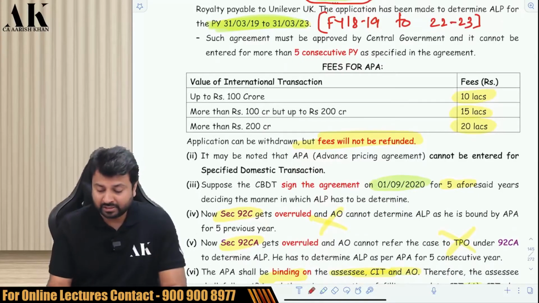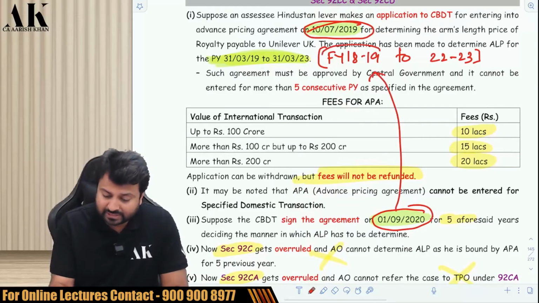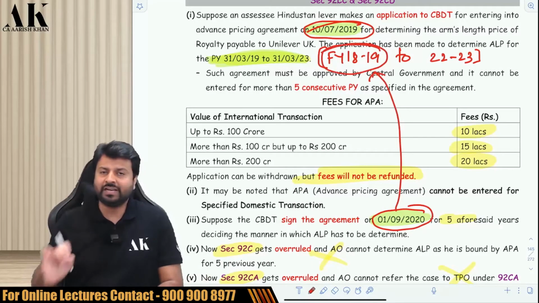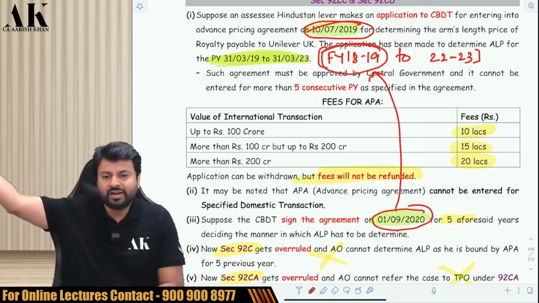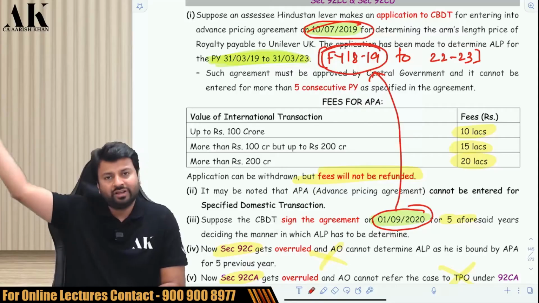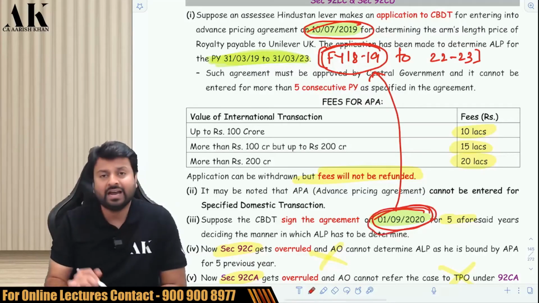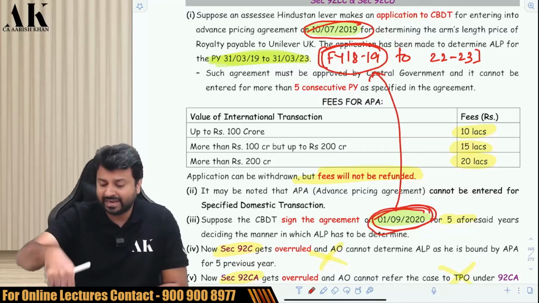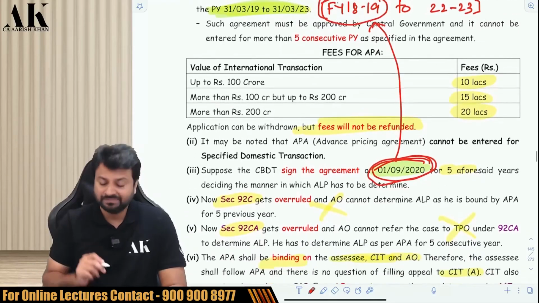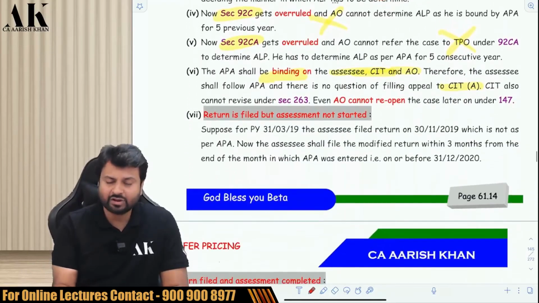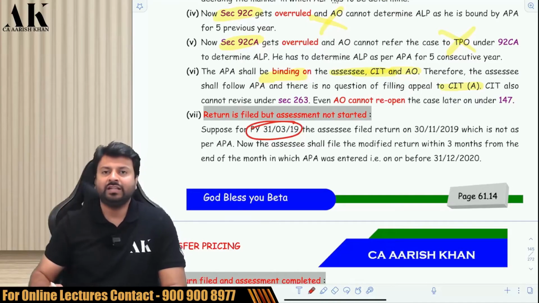Now please pay attention, on 1st September 2020, please tell me whether the books of accounts of this year are closed or not, whether the books of accounts of 18-19 are closed or not, whether the ITR due date of 18-19 is gone or not, whether you have already filed the ITR in the last year or not. On 30th November 2019 you have filed the ITR, but after filing of ITR, after 8-9 months, CBDT is signing the advance pricing agreement. Now what has to be done? Now the government says that the return is already filed for 19, and after that what? CBDT has signed what? The advance pricing agreement.